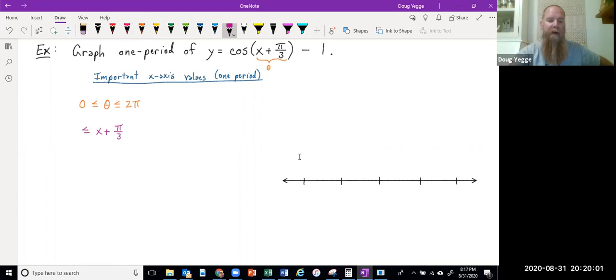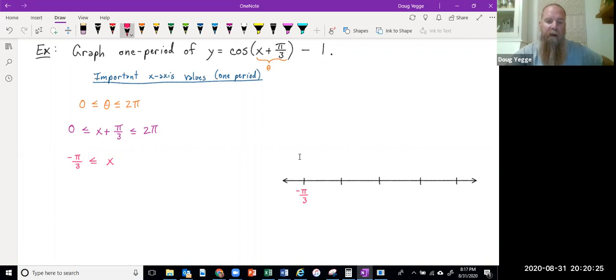And so notice that now we're saying that x plus pi over 3 needs to be somewhere between 0 and 2 pi. So if I now want to find what x is, I simply subtract pi over 3. So 0 minus pi over 3 gives me negative pi over 3, which means that the starting point is going to be negative pi over 3.